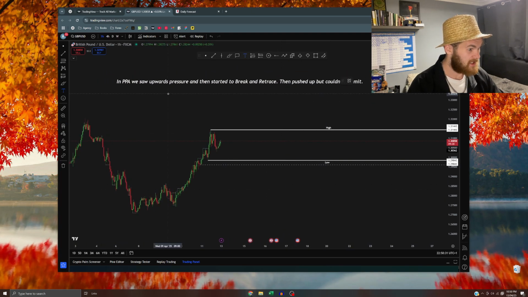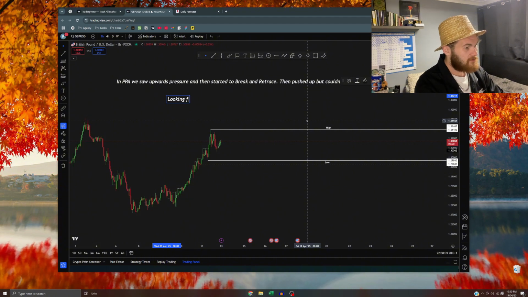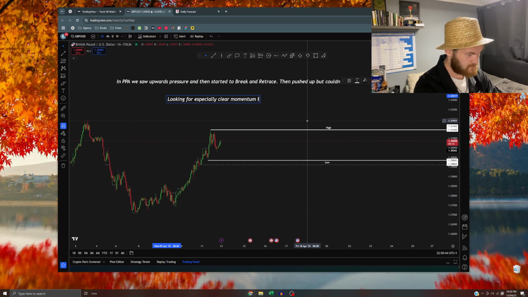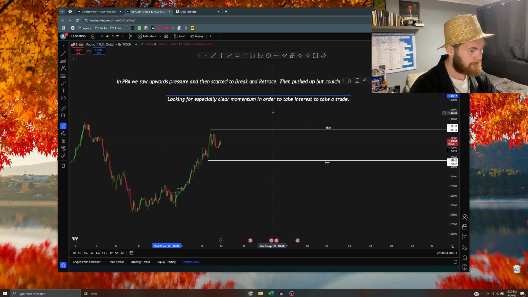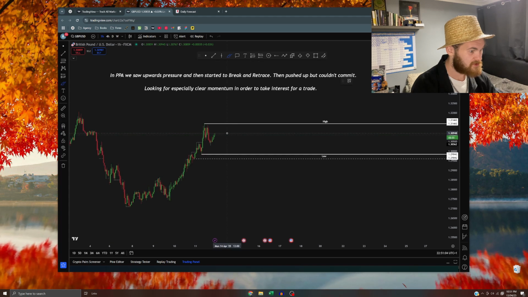And then this Great British Pound US dollar. So looking for especially clear momentum in order to take interest for a trade. I'm just going to quickly draw on what I'm looking for. So strong leg of momentum to the downside or upside.